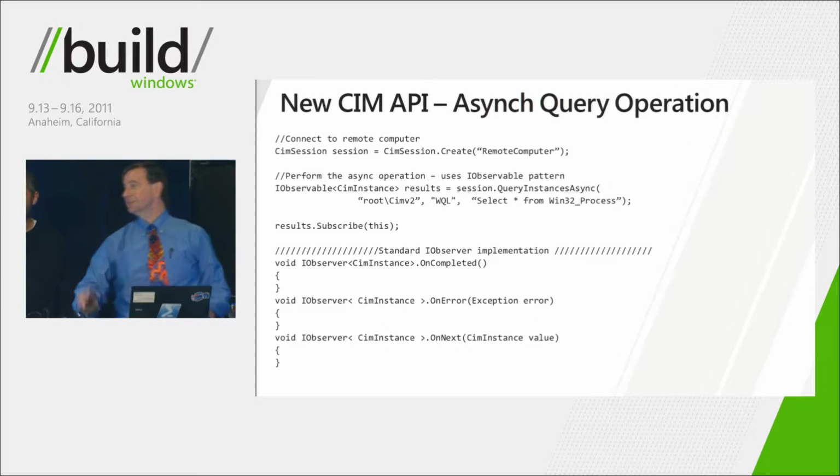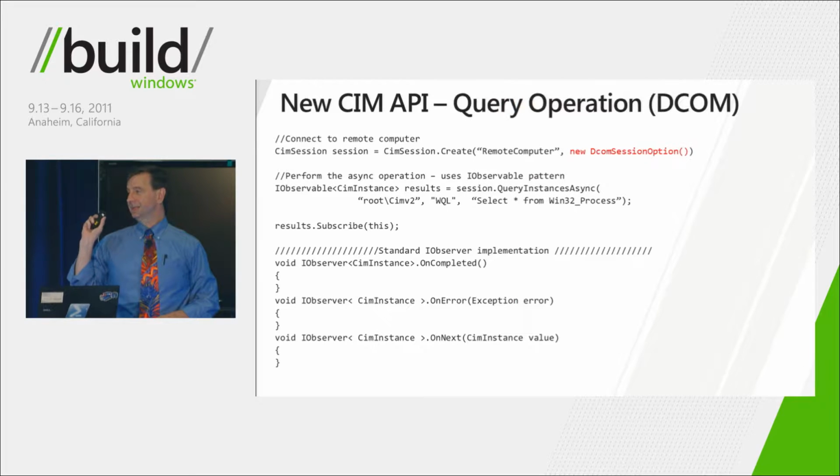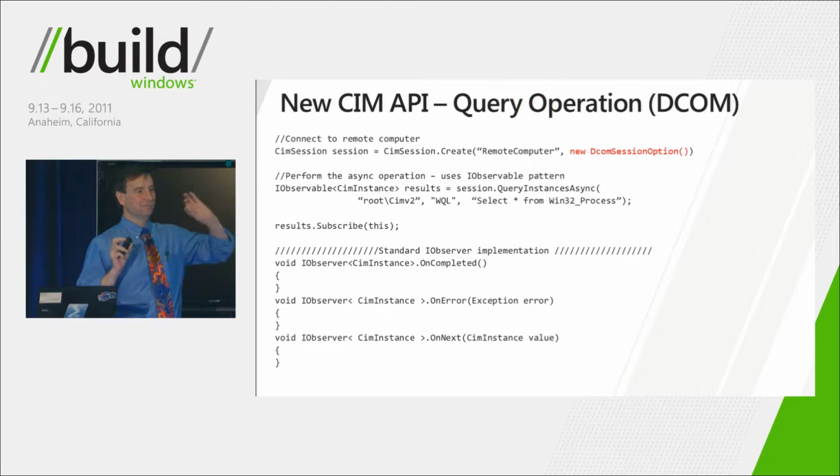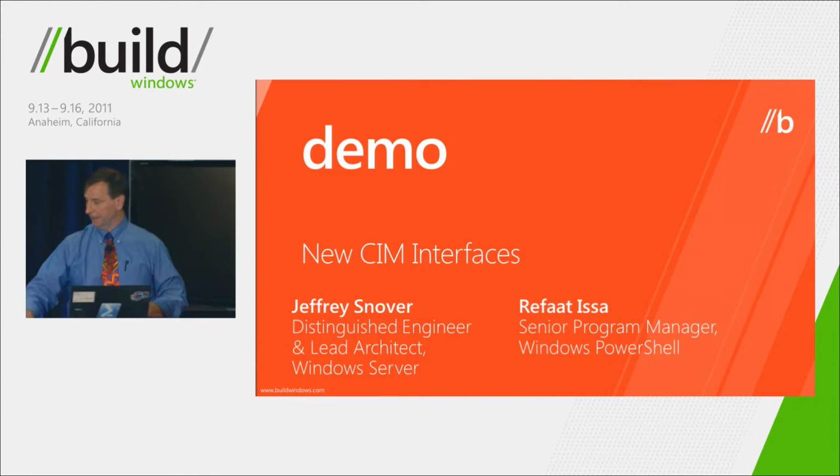Now, by default, this uses WS-Man. If you decided instead you want to use DCOM, you just provide DCOM, the thing in the red. So it's a very nice, clean API. So let's show you that.